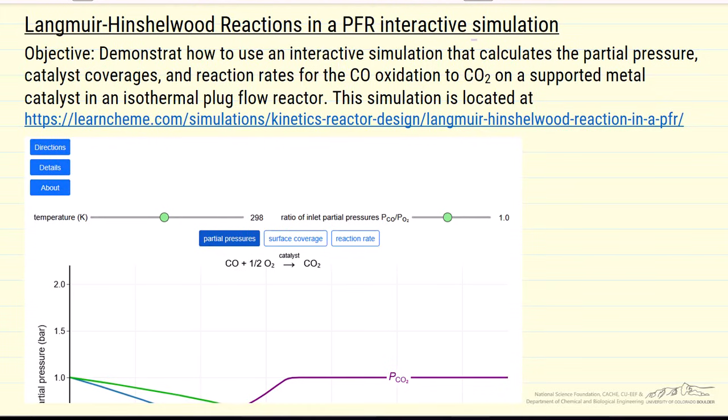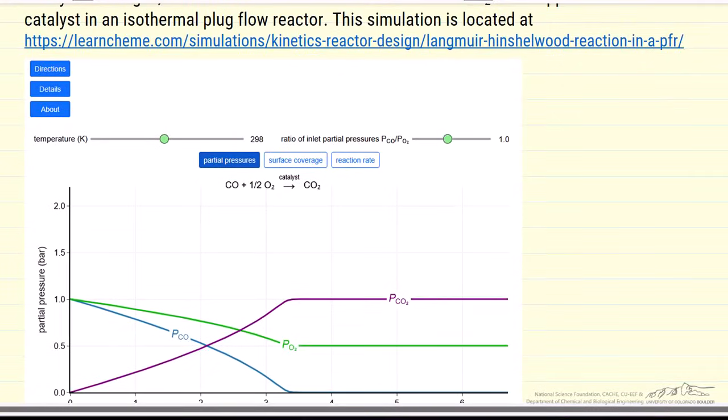I'm going to briefly demonstrate how to use an interactive simulation that models a Langmuir-Hinshelwood reaction in an isothermal plug flow reactor. So the reaction of carbon monoxide and oxygen reacting forms CO2 over a catalyst. And what we're going to look at in the simulation is how the partial pressures change as a distance down the reactor. So let's look at a snapshot of this.